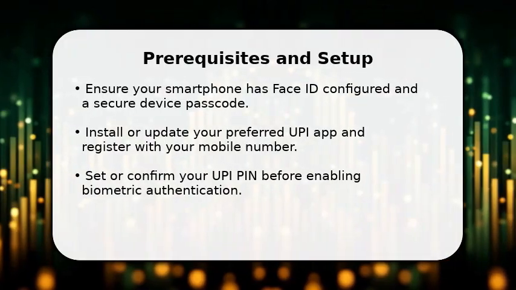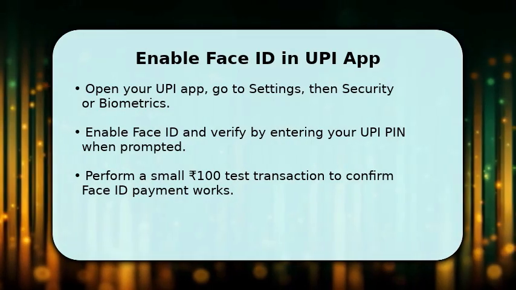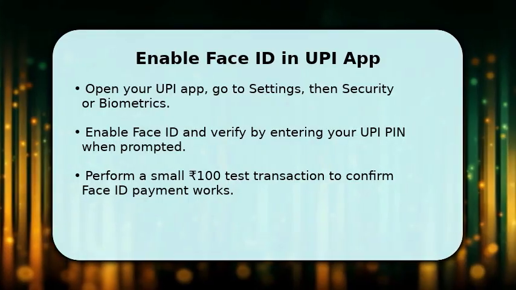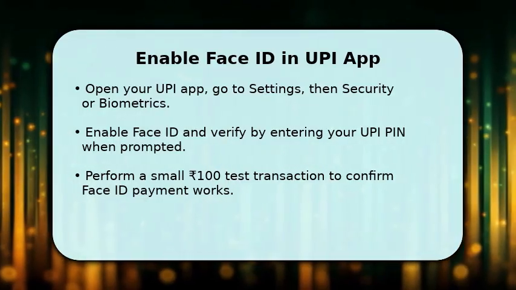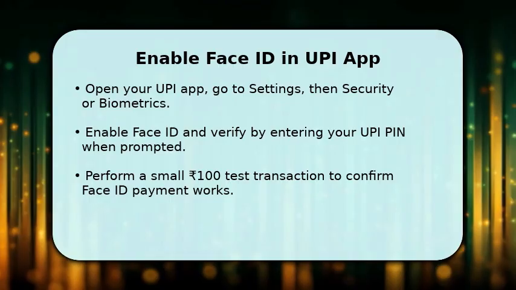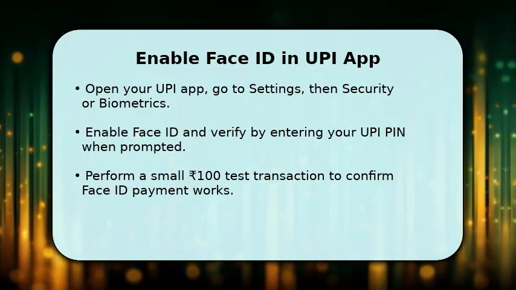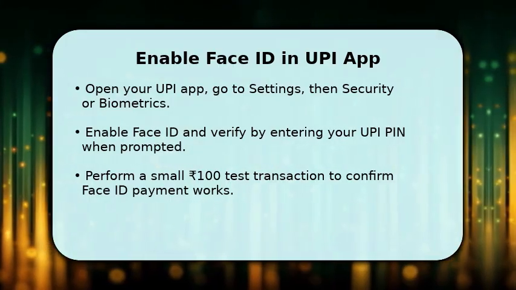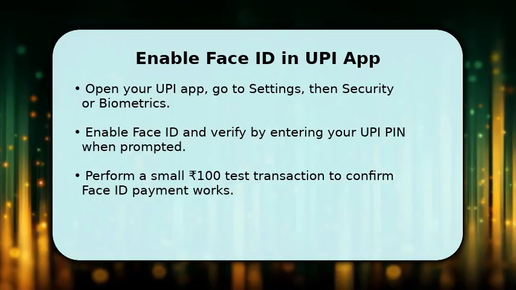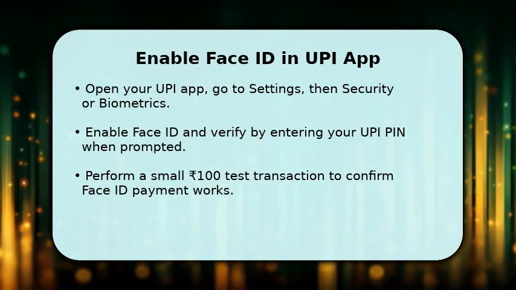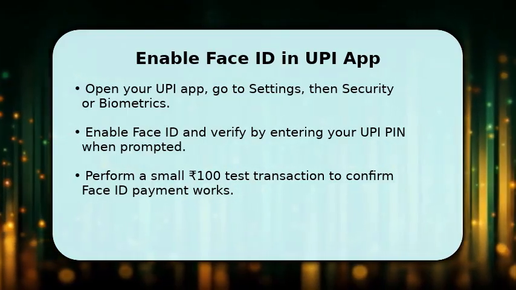Open your UPI app and navigate to Settings, then Security or Biometrics. Choose the option to enable Face ID for payments and sign-ins. The app will prompt you to verify by entering your UPI PIN once. Complete the Face ID verification by following on-screen prompts and allowing camera access.